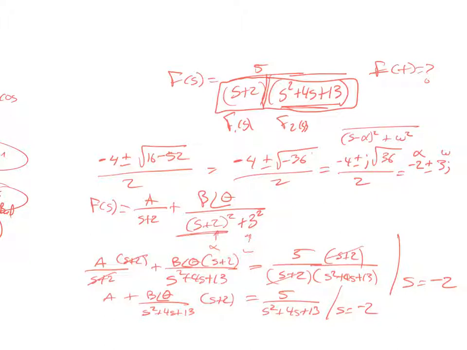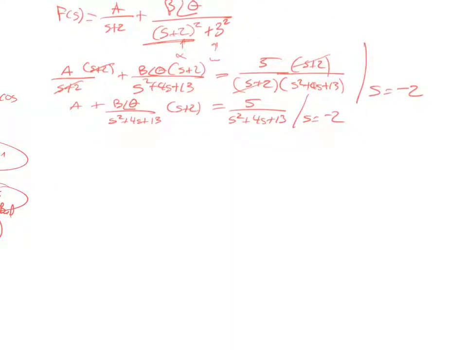So now I'm ready to go ahead and evaluate at minus 2. A plus B at an angle of theta times s plus 2, when s equals minus 2. What does that equal? 0, right? This term is going to go to 0. So this is B at an angle of theta over s squared plus 4s plus 13 times 0. That's going to be equal to 5 over negative 2 squared plus 4 times negative 2 plus 13.